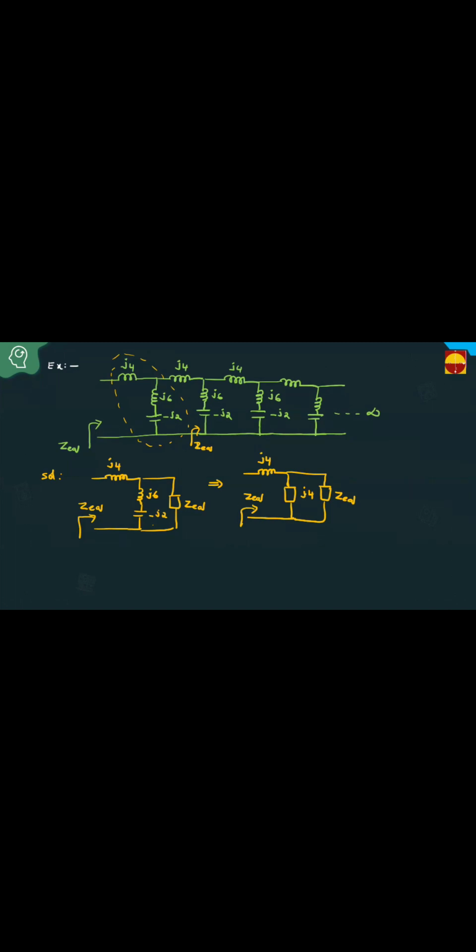Can you try this? Then Z equivalent equals J4 plus J4 into Z equivalent by J4 plus Z equivalent. Okay, cross multiply. Then Z equivalent equals J4 into J4 plus Z equivalent plus J4 into Z equivalent, over J4 plus Z equivalent. Now you have to cross multiply.